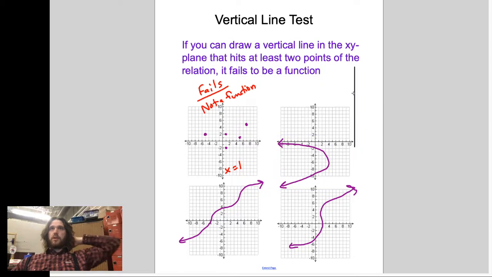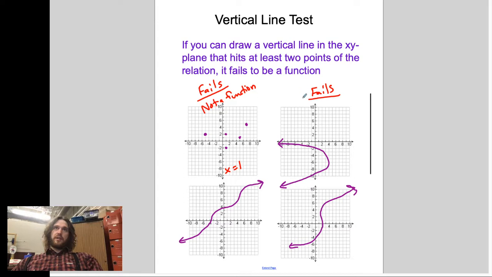Like that, perfect. Okay, so right here, if we go right there, it looks like it's crossing 1 point. But I said if you can draw a single vertical line that hits at least 2 points of the relation, it's not a function. Okay, so at x equals 4, it looks like it crosses at 1 point. But anything less than 4, it's going to be crossing at 2. So this relation also fails the vertical line test. So this is not a function.